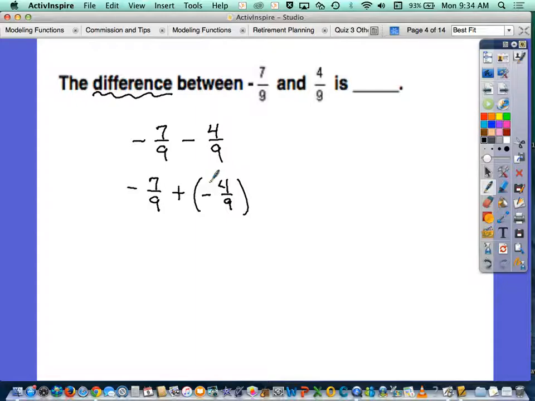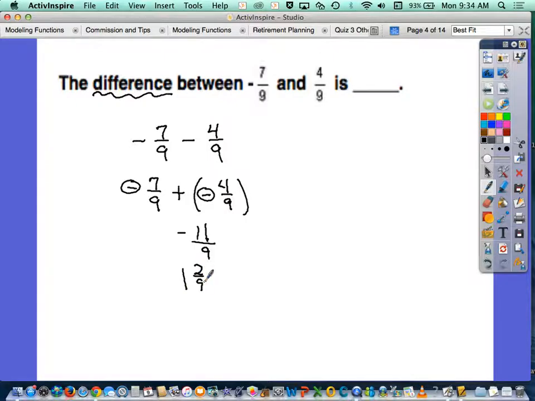Now once you do that, you have a common denominator, right? So you can add -7 and -4. When you're adding and the signs are the same, you add the distances together and attach the common sign, right? No, it should be 11. Sorry. Yes, it should be 11. And then how many times does 9 go into 11? Once. How many left over?